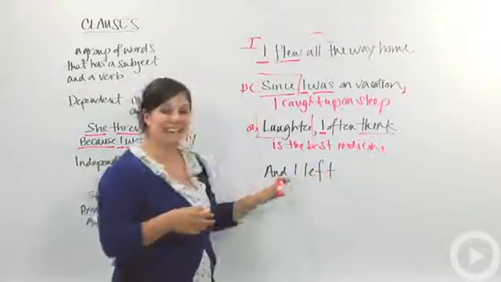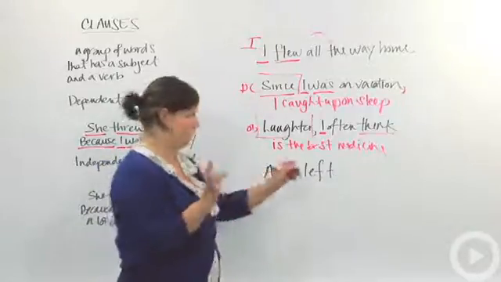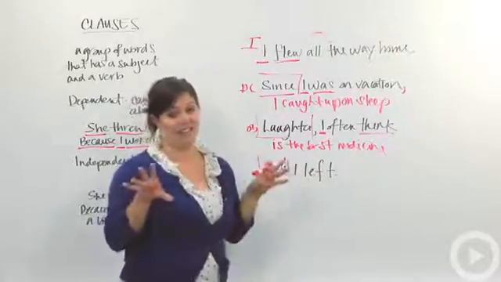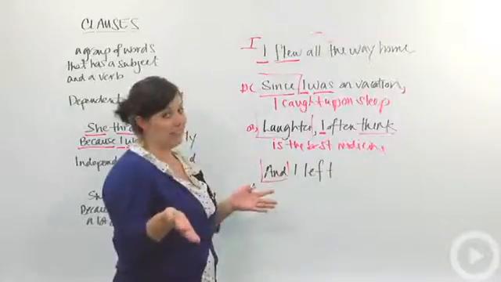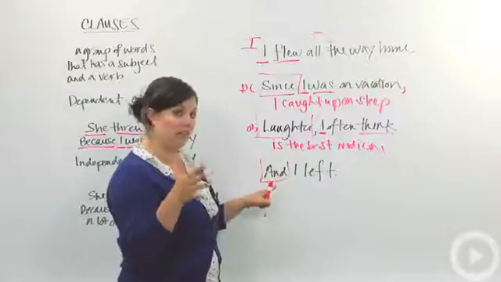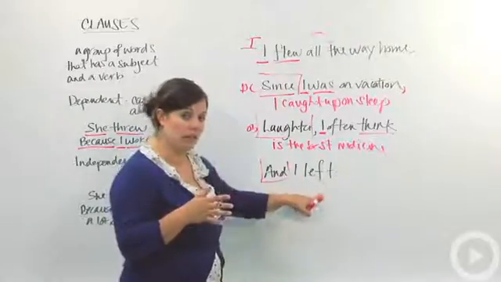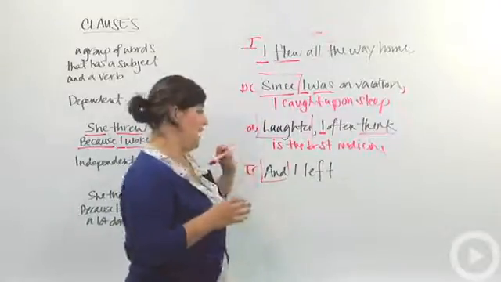And then finally, "and I left." Now, your inclination might be to say dependent clause, because I've had teachers who told me I can never start a sentence with the word "and," or "but," or "so." And the truth is, that's not true. "And" is a coordinating conjunction, one of the FANBOYS. And anytime you start a sentence with it, as long as you have a subject and a verb following it, you're good to go. So this is an independent clause as it stands.